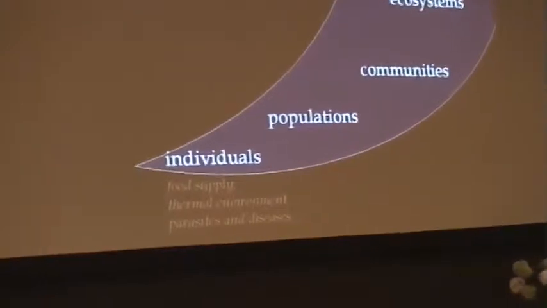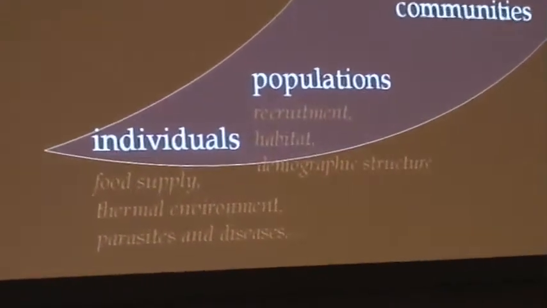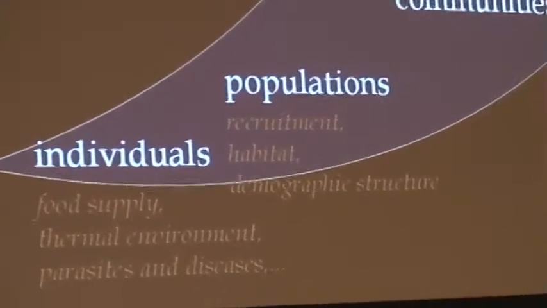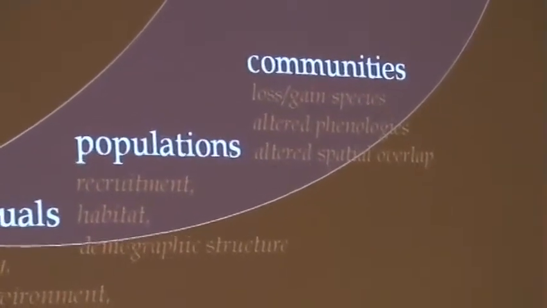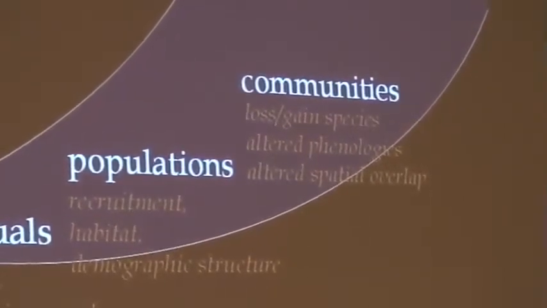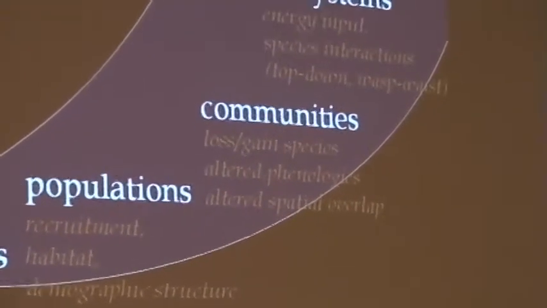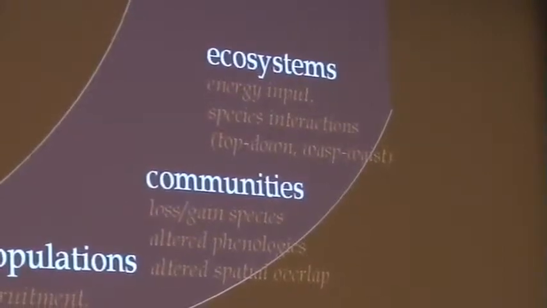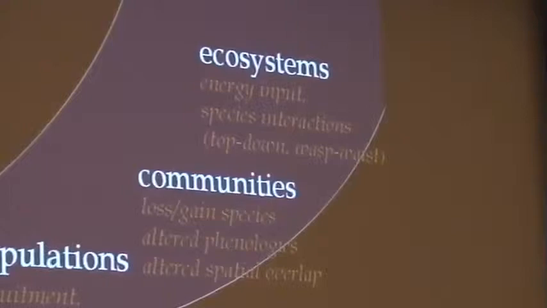At the population level, perturbations can include fluctuations in recruitment, modification of habitats, and alteration of the demographic structure of these populations. At the community level, there can be loss or gain of species, modified phenologies or modified spatial distributions. And at the ecosystem level, there can be variations in the energy input to the system and alteration of the species interactions through top-down or bottom-up control.